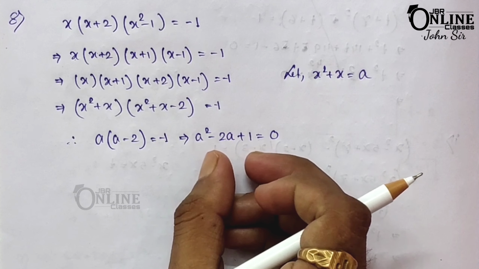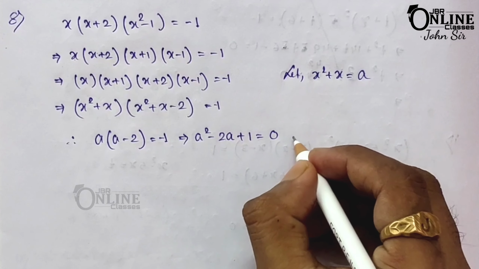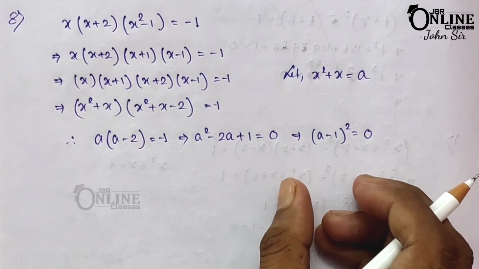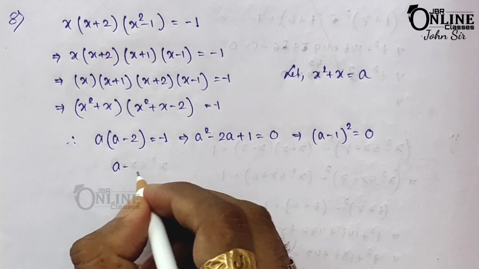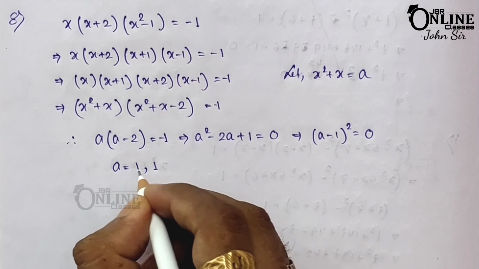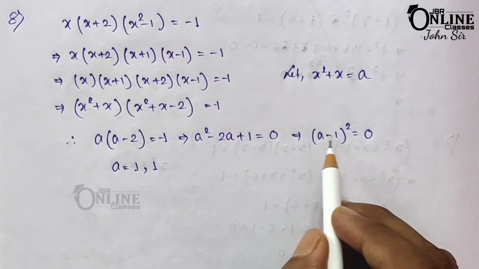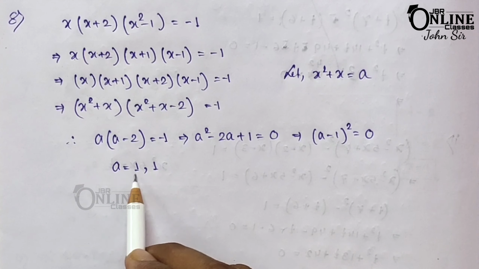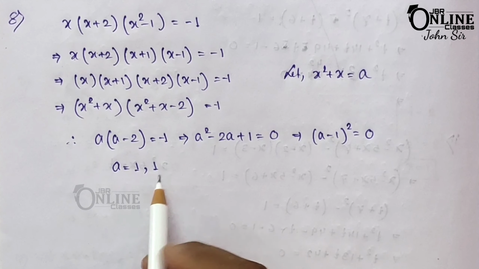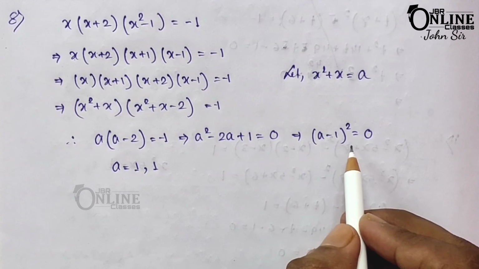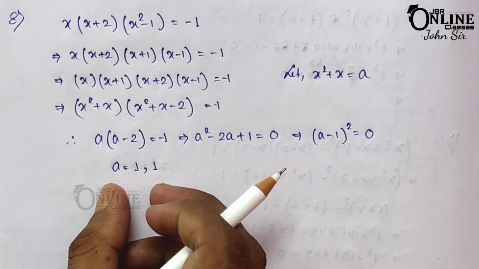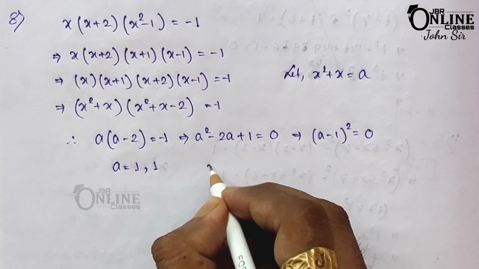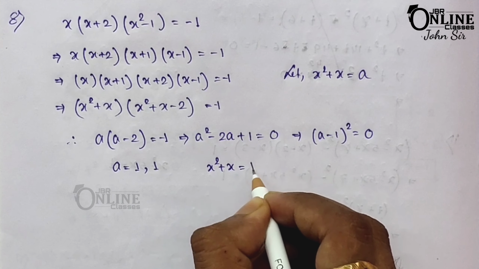a square minus 2a plus 1 that equal to 0. That means here a minus 1 whole square equal to 0. So from that a equal to 1 comma 1. As here whole square, that means there will be two values. So for the first one 1, second one also 1, because a minus 1 into a minus 1 that equal to 0. So as here a equal to 1, now put down the value of x. So that means x square plus x equal to 1.